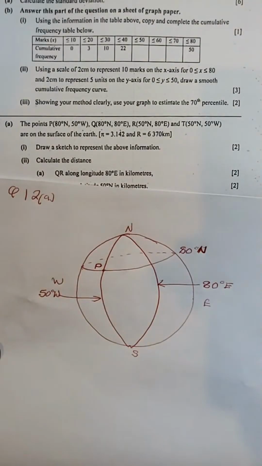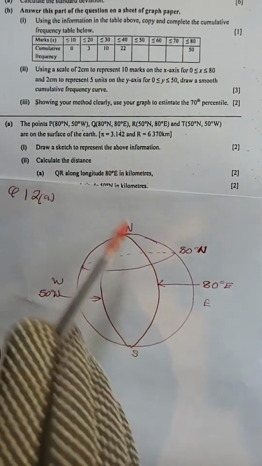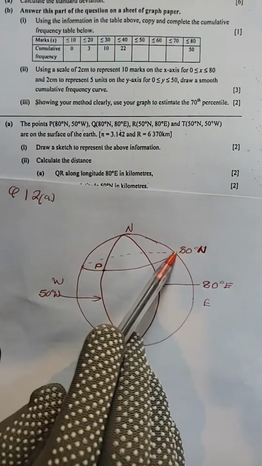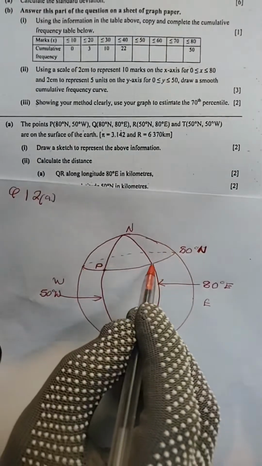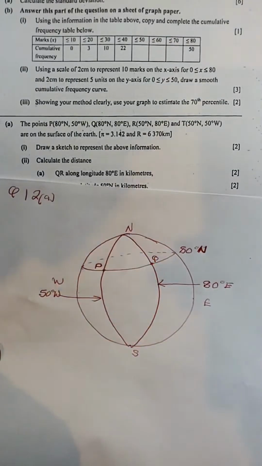All right, let's go to the next information. So this is 80 degrees north, 80 degrees east. Where this 80 degrees north and this east intersect, that's where point Q is. So this is where point Q is. I hope you can see clearly.